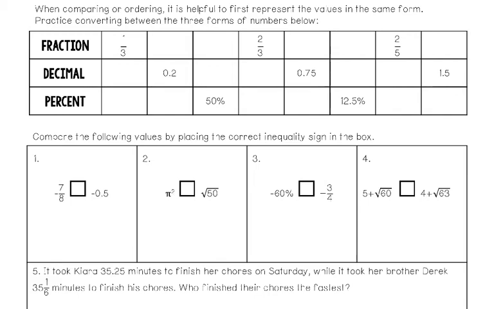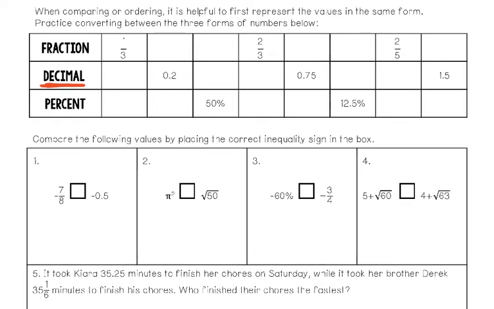And I will tell you now, I think the most useful way to compare numbers is whenever they're in decimal form. I think that it's easiest to compare numbers when they're in decimal form. So the first thing that we're going to do is convert all three forms of the numbers below. We'll start our first example with the fraction.